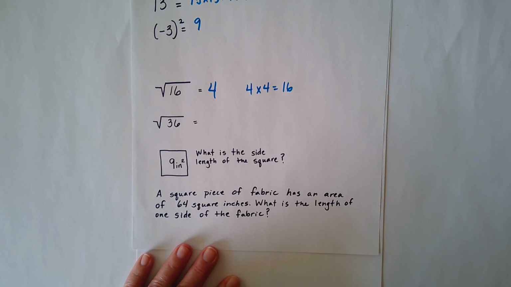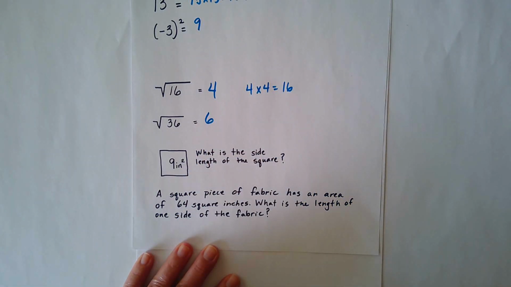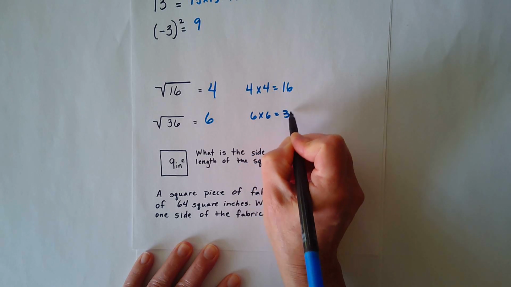So what would be the square root of 36? Did you say 6? Yes, because 6 times 6 equals 36.